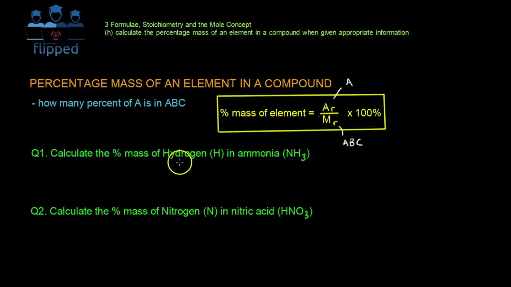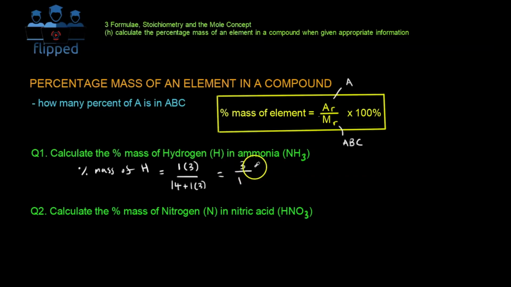What we have here is to find the percentage mass of hydrogen, H, in ammonia, NH3. So let's write the formula. Percentage mass of hydrogen: the AR of hydrogen is 1, based on the periodic table, but there are 3 hydrogens here, so we have to multiply by 3, over the total MR, which is NH3: N is 14, plus 1 times 3, because it's H3, giving us 3 over 17.